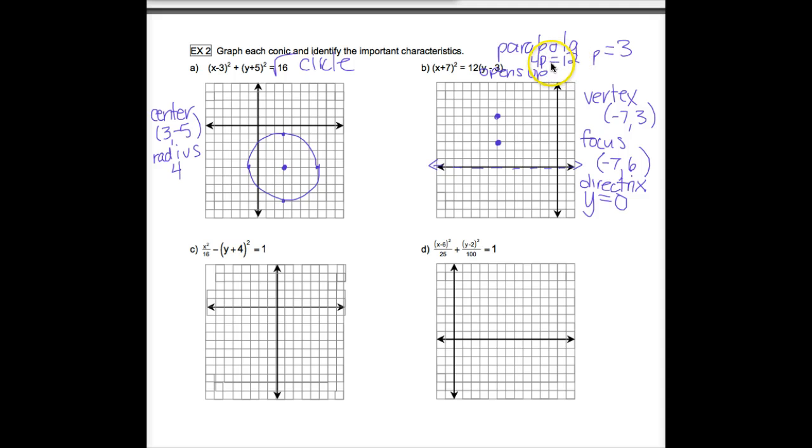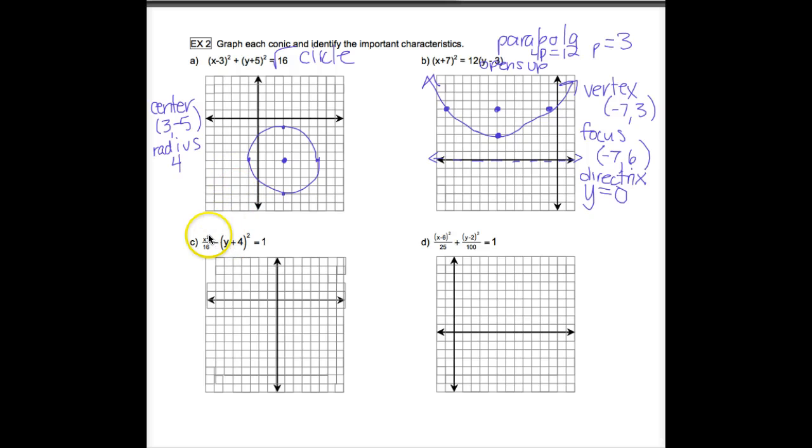If 4p is 12, that's my latus rectum. The latus rectum is 12 units, which means it's 12 units wide at the focus, 6 on each side. So I go to my focus and I go 6 units right, 1, 2, 3, 4, 5, 6, and 6 units left, 1, 2, 3, 4, 5, 6. Oh, did not connect that very smoothly. Hopefully yours looks better than mine. So there is our parabola.